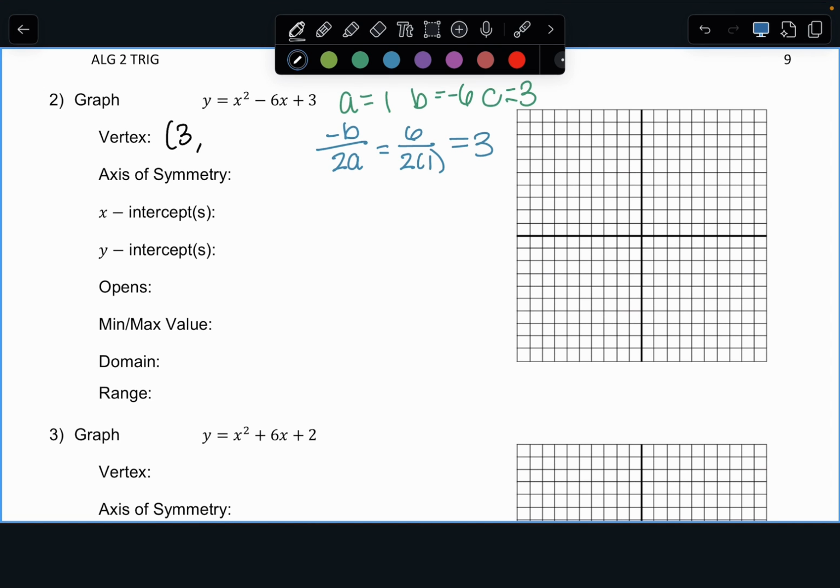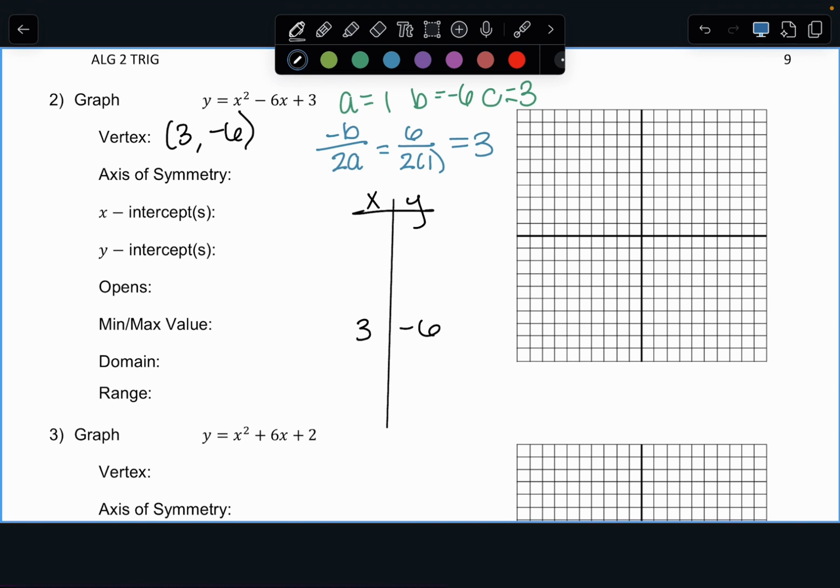Okay. Now what? Plug it in. Exactly. We cannot do anything until we have the entire vertex. So we plug it in. This one we got in our head, I think. 3 squared is 9. 6 times 3, 18. 9 minus 18, negative 9, plus 3. Very good. Negative 6.